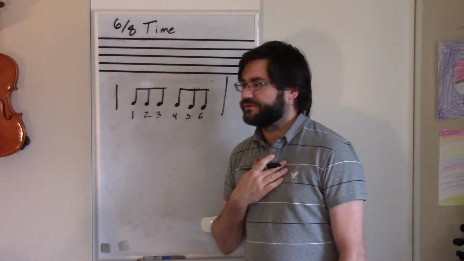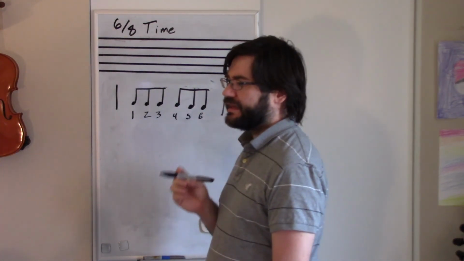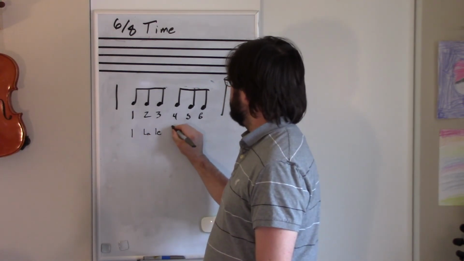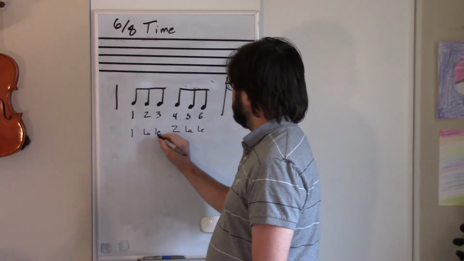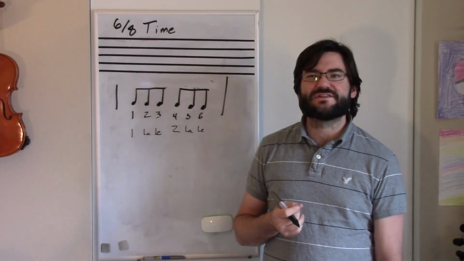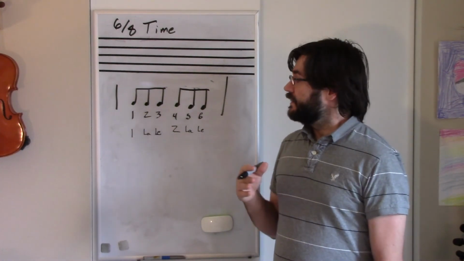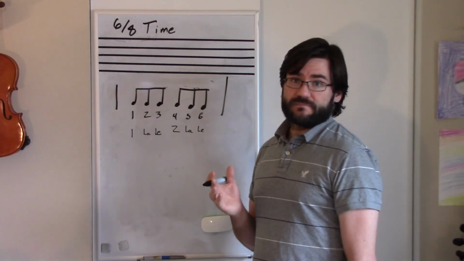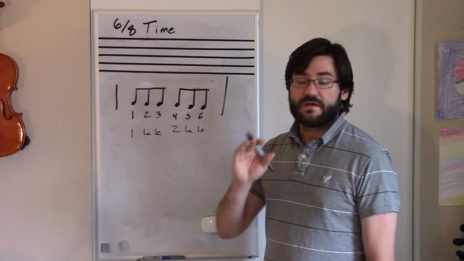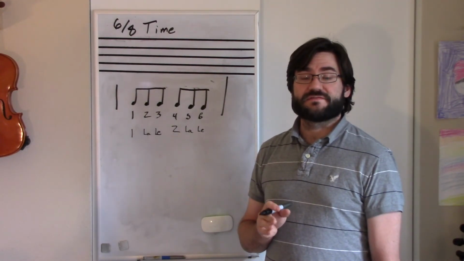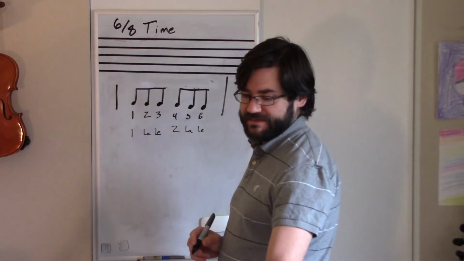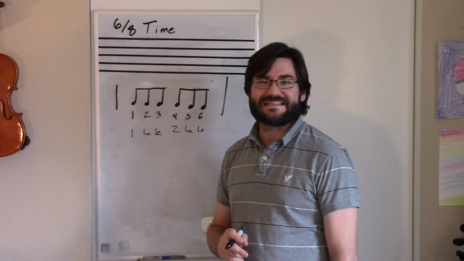So what I like to use is 1 la li, 2 la li. 1 la li, 2 la li, 1 la li, 2 la li. It's a little easier, at least for me, to say. Either way, make sure that you count appropriately. Now, looking in your Sound Innovations for String Orchestra Book 2, you have the 6/8 time signature right at number 99.